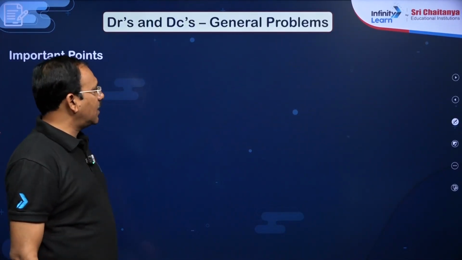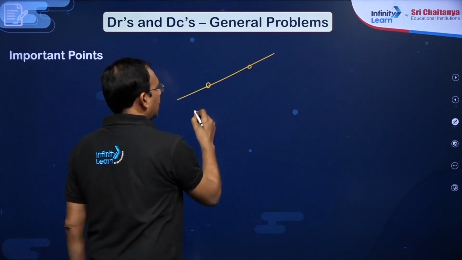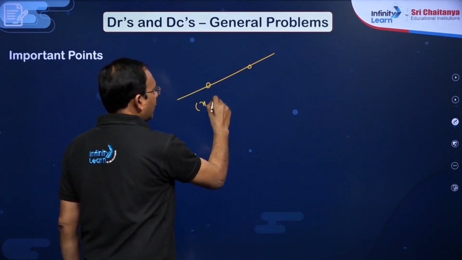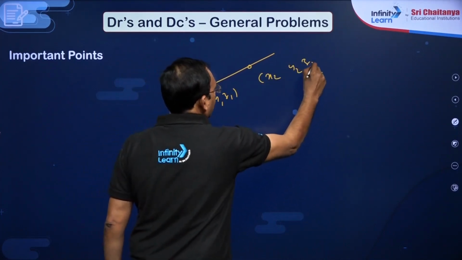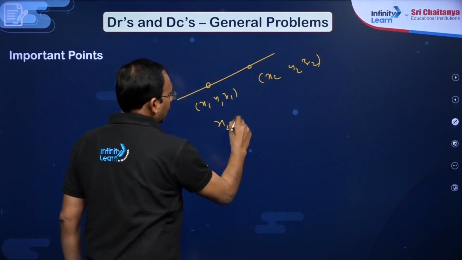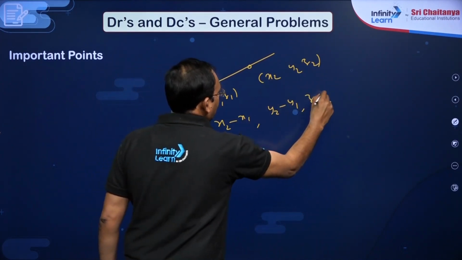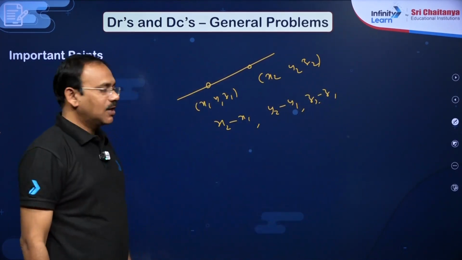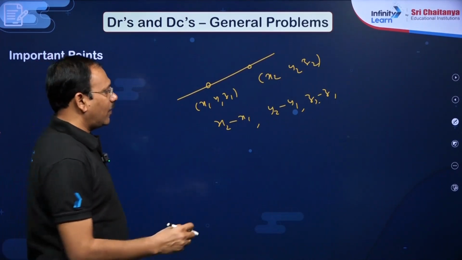Simple point, dear students: if you know two points on a line, (x1, y1, z1) and (x2, y2, z2), the DRs are given by x2 minus x1, y2 minus y1, z2 minus z1. These are the DRs.